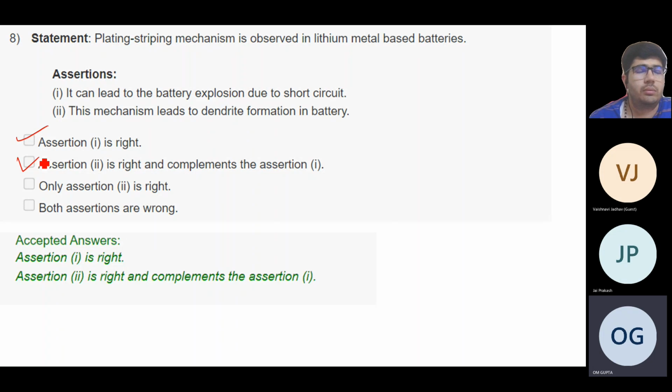Theoretically, dendrite formation is the thing which is happening. Yeah, it's plating and stripping because we are recharging the battery. So first it's discharging, then again charging. So in that way, the plating and stripping mechanism is there.